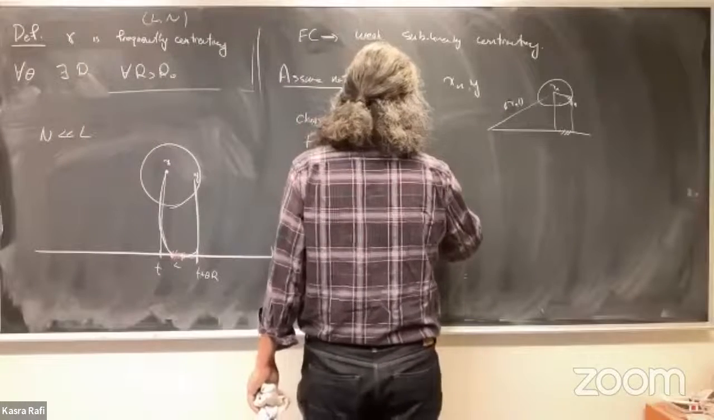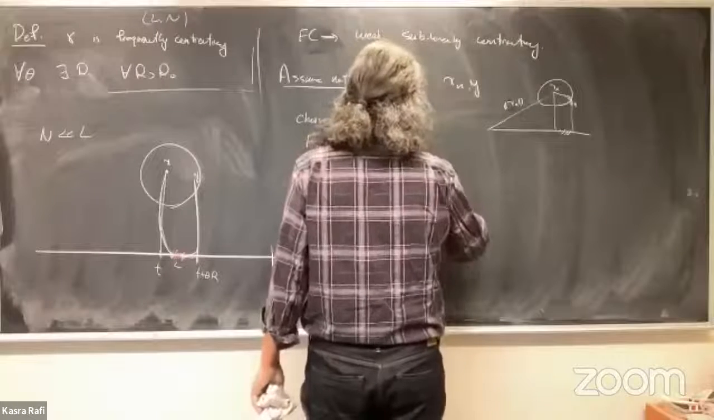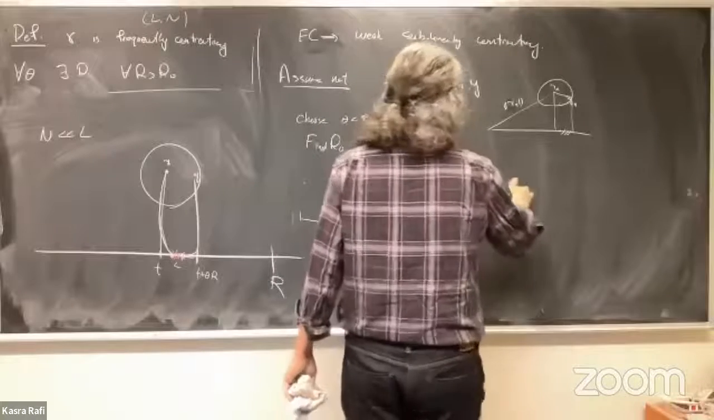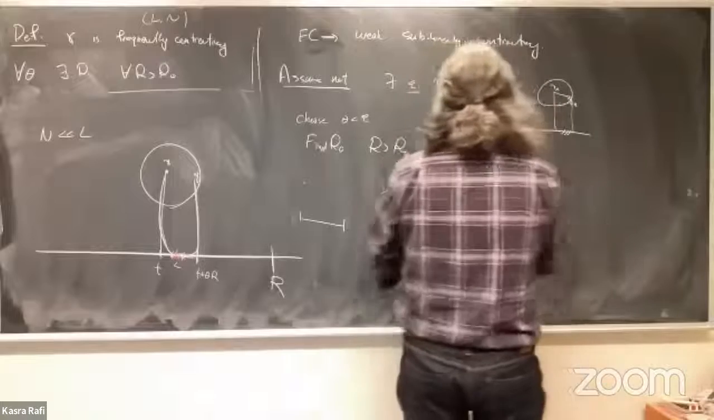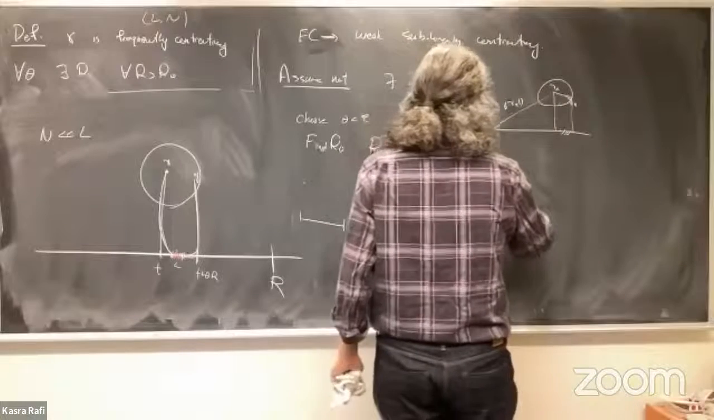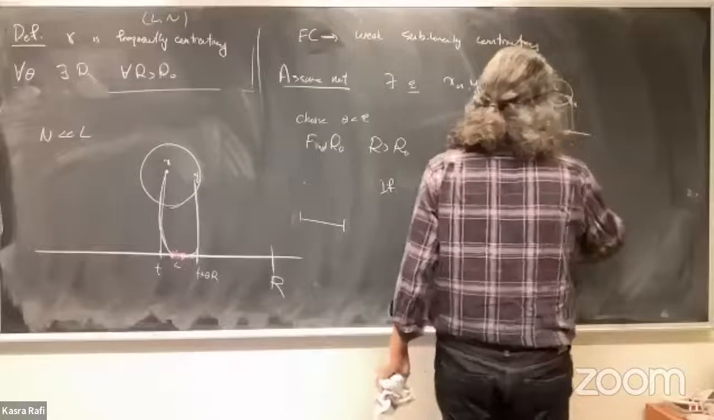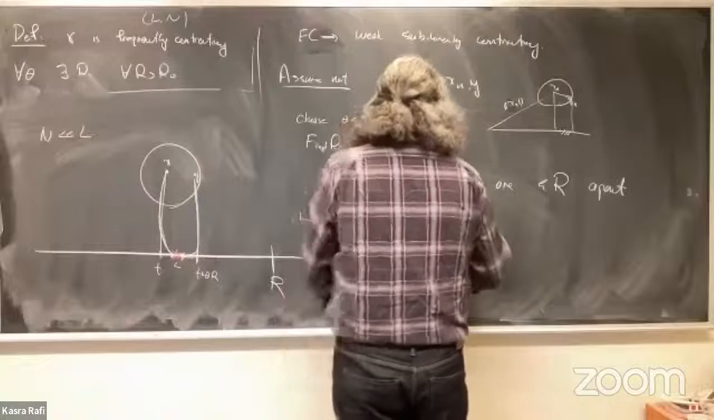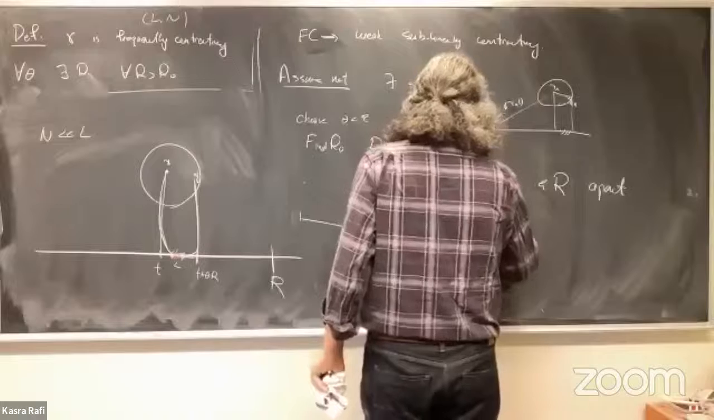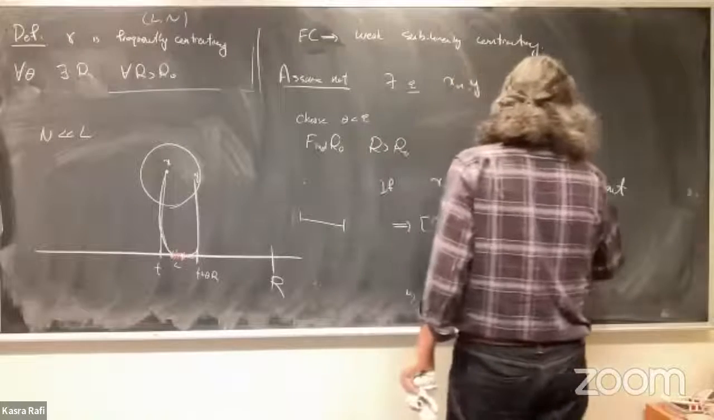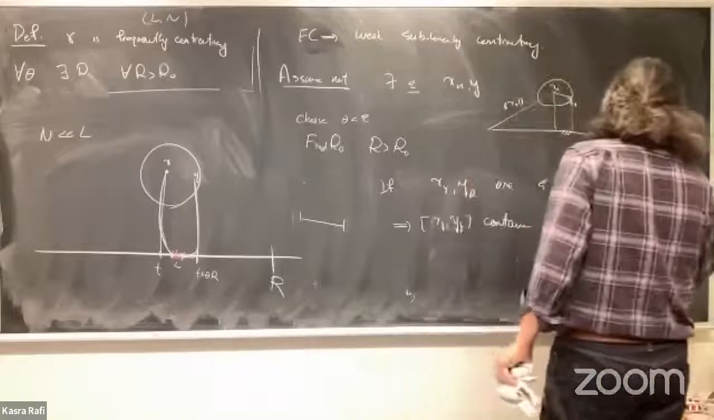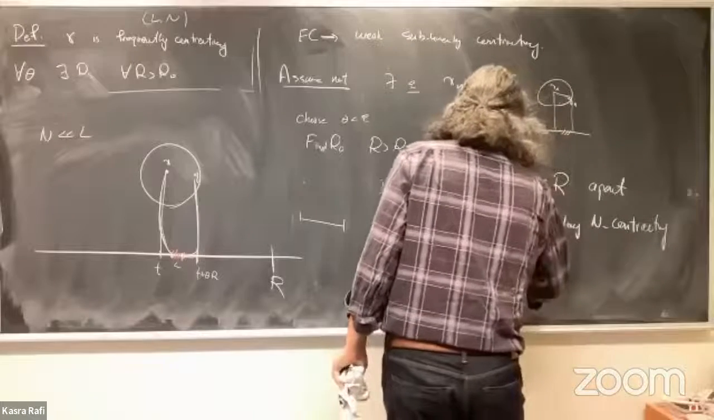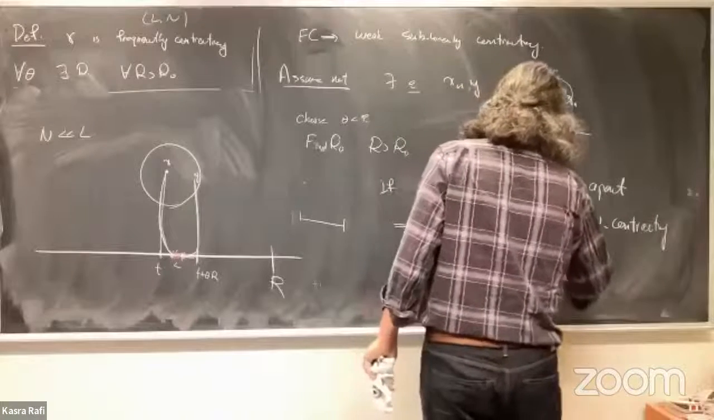So if the projections of x and y, so x gamma and y gamma, are epsilon R apart, then the segment x gamma to y gamma contains an L-long n-contracting subsegment.